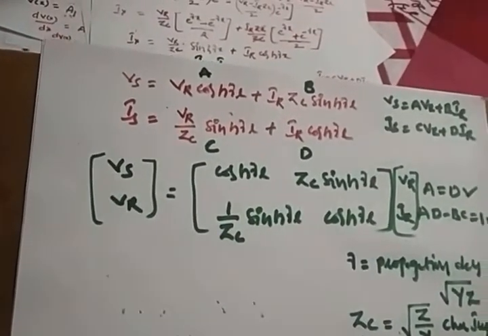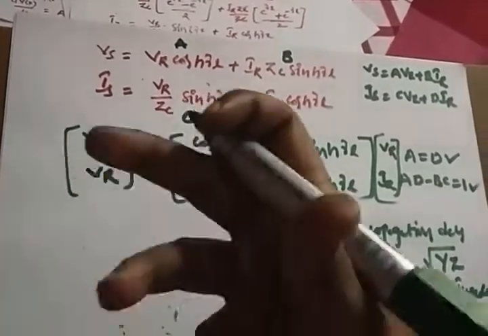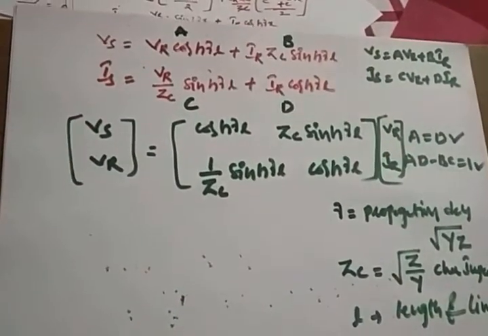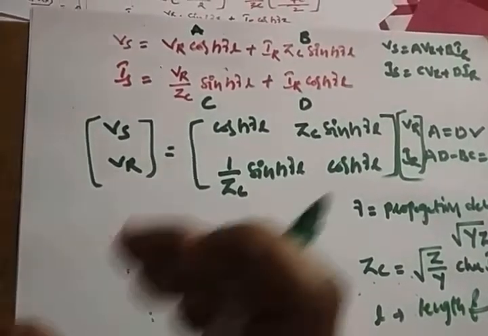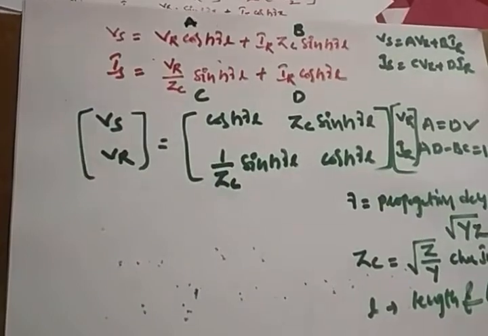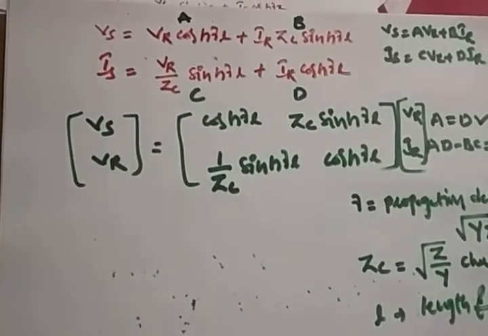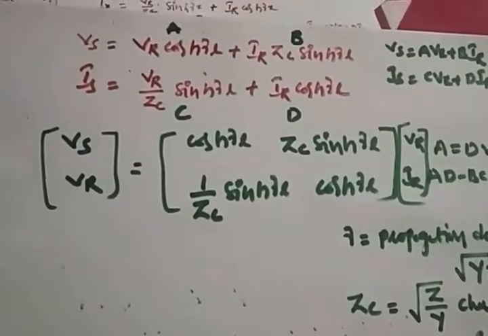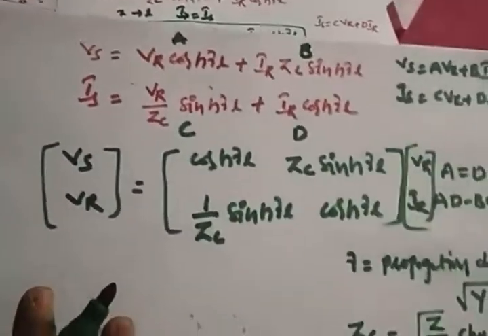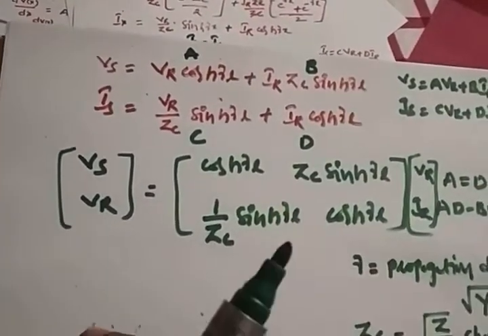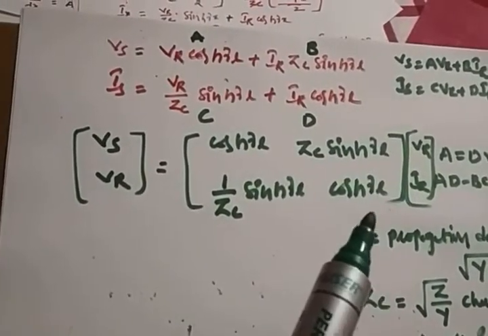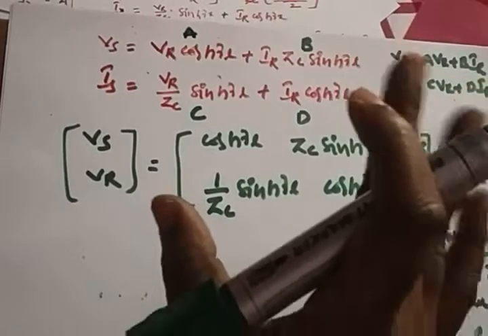So I think you have to see the video one more time. Definitely it will be clearly understood, right? If you have any problem while seeing this video, feel free to call me. I'll clearly explain the total concept. Alright, I hope it's clear. So this is the relationship. So these are the ABCD constants of a long transmission line.